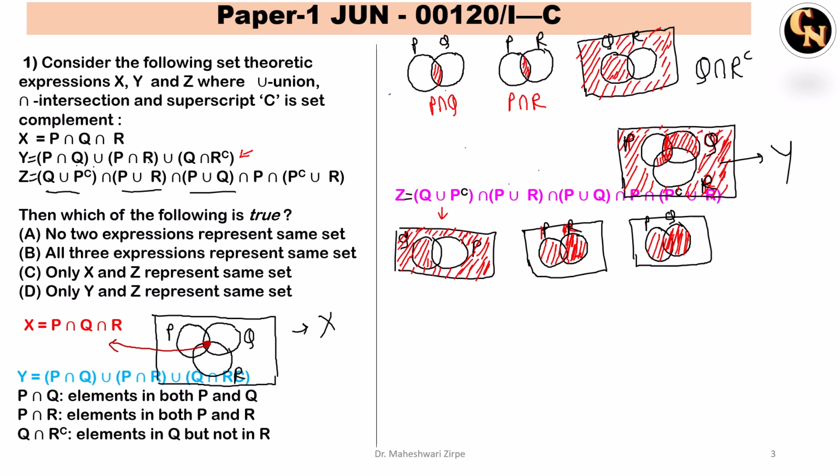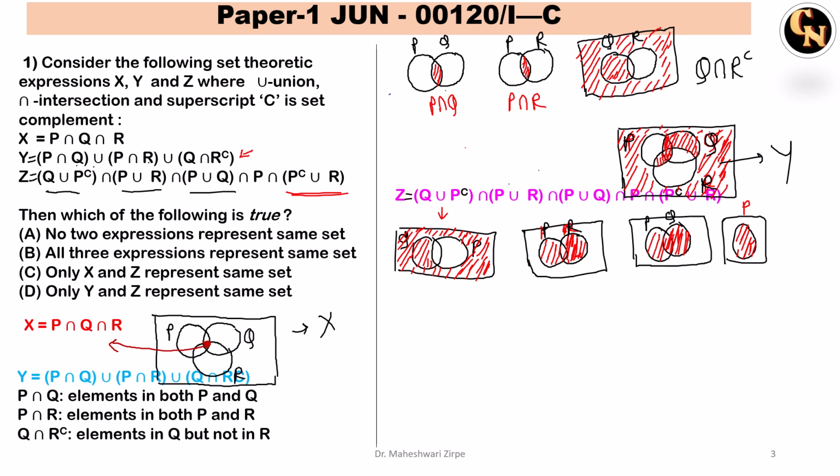The next is the intersection of P, which means this will intersect with P, and that indicates the whole P. If there is P here, the complete P will be present there. So this is P. The last one is hidden, so let us look here. The last part is P complement union R.